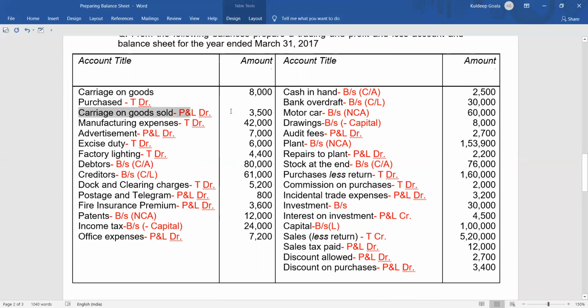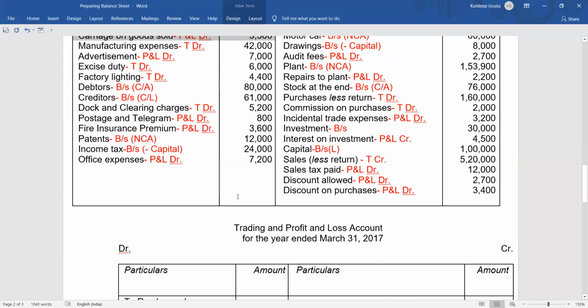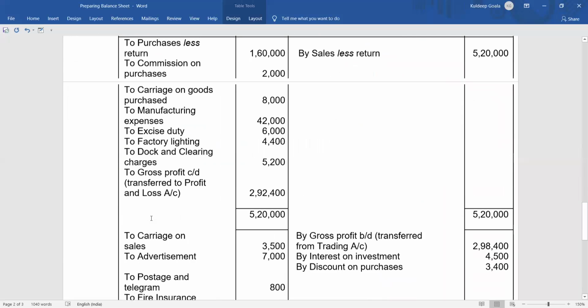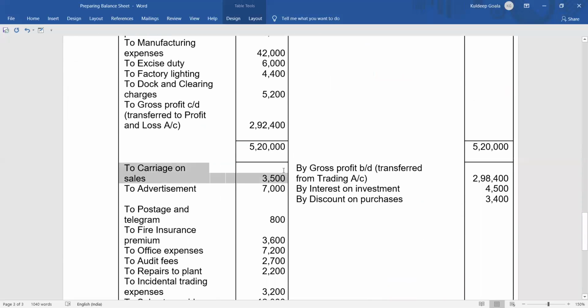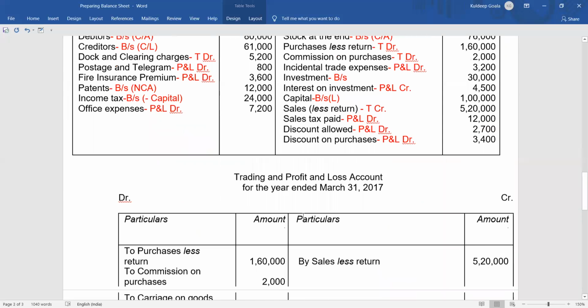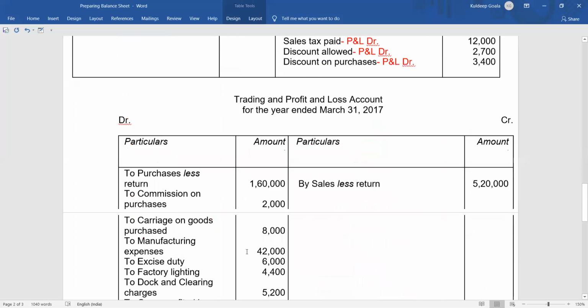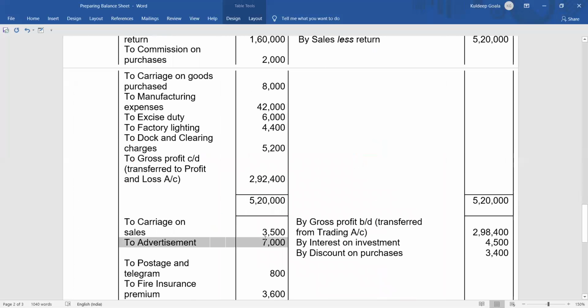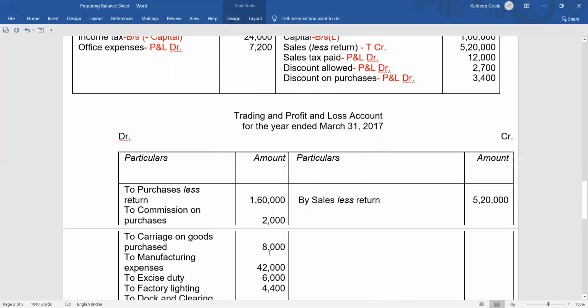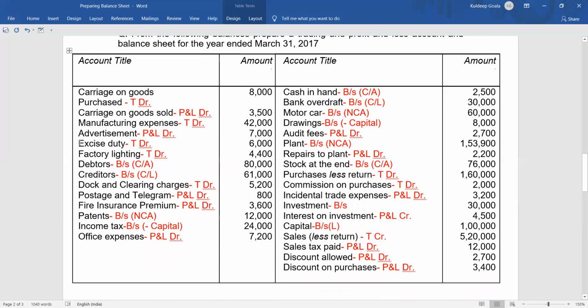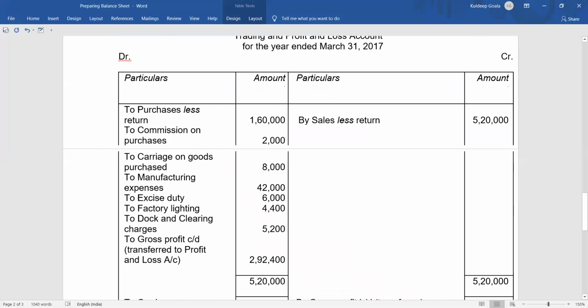So carriage on goods sold, it is 3,500, that will be placed here. So it will be to carriage on sales 3,500. Clear? Then let's see the next one. Okay, after that, where is the advertisement? 7,000. So it will also come in as to advertisements 7,000. Okay. After that, what is the next item? Excise duty will not come here. What is that? Postage and telegram, 800 rupees. So it will come as to postage and telegram 800 rupees.